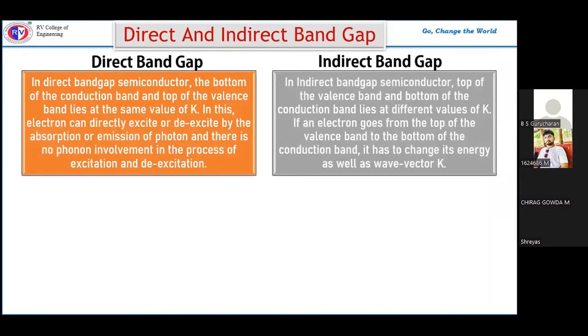Now, band gap can be differentiated into two types. There is a direct band gap and indirect band gap. This differentiation is done on the basis of transfer of electrons, how the electrons are transferred.